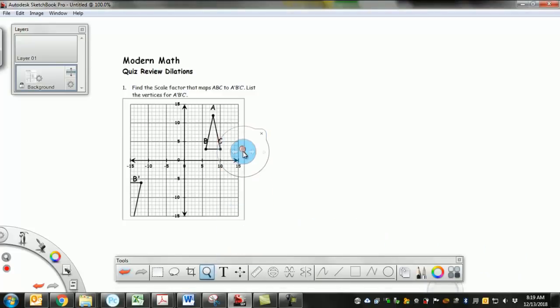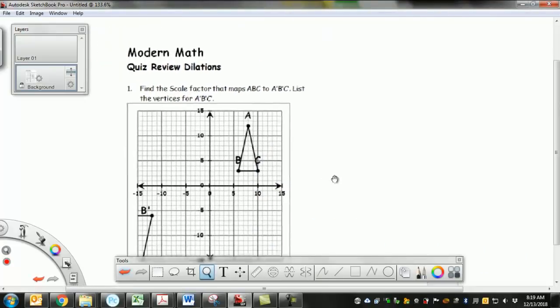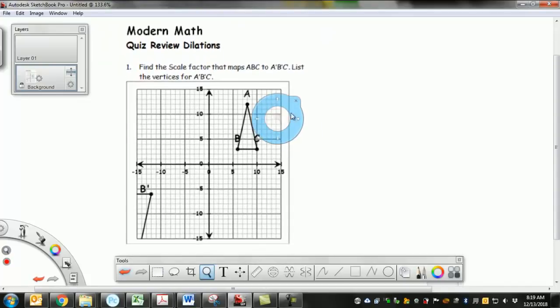Okay, welcome. These videos will go over the ideas associated with dilations and scale factors. So in this first problem, we are supposed to find the scale factor that maps ABC to A'B'C'. And then we're supposed to list the vertices for A'B'C'. Okay, let's go and figure out what we need to do to find the scale factor.